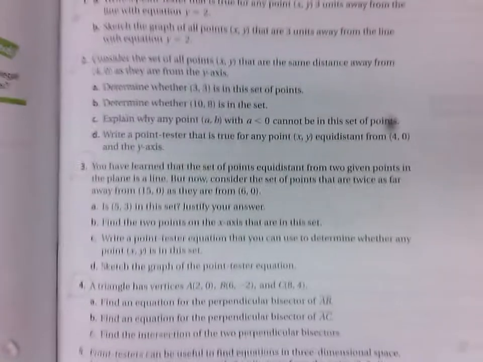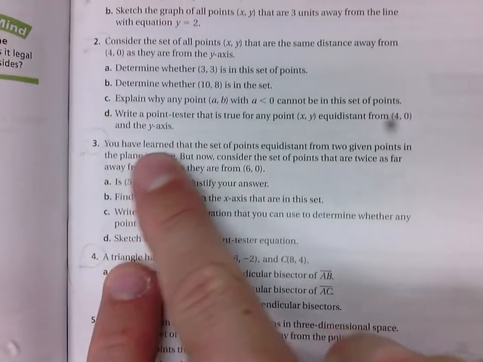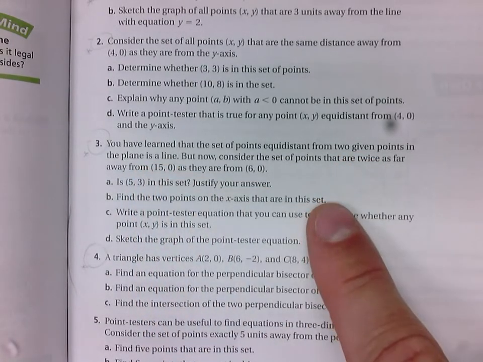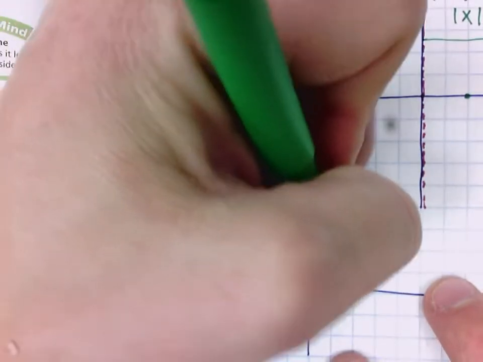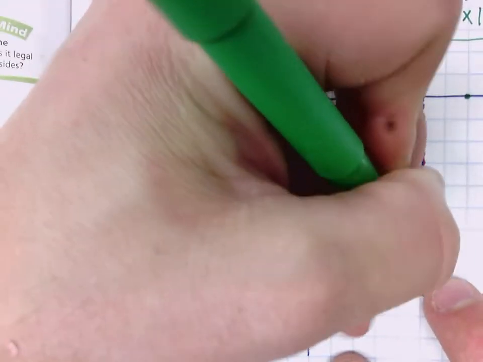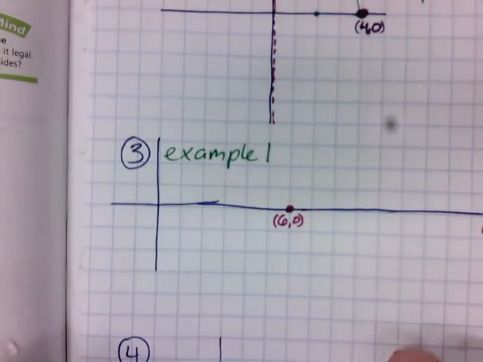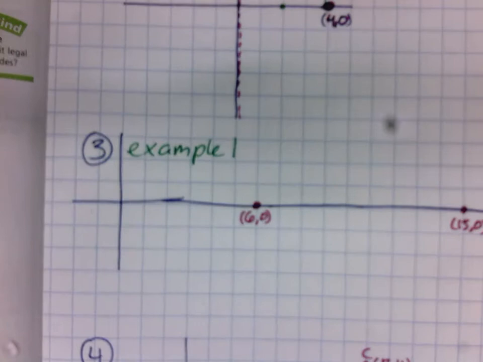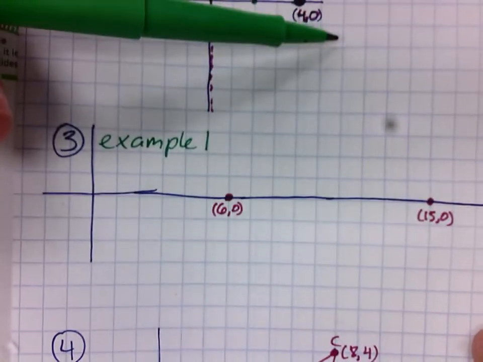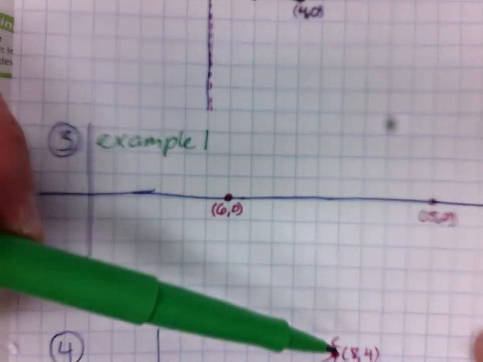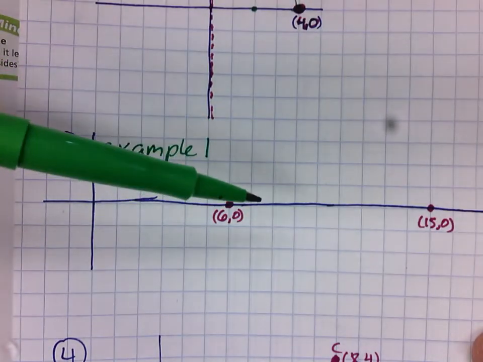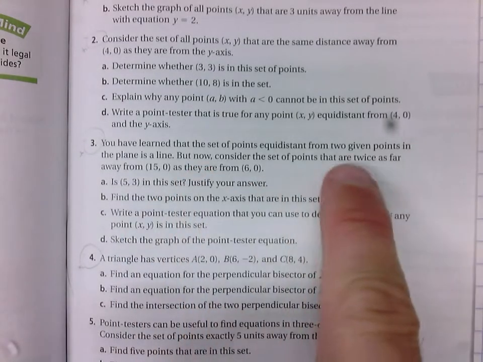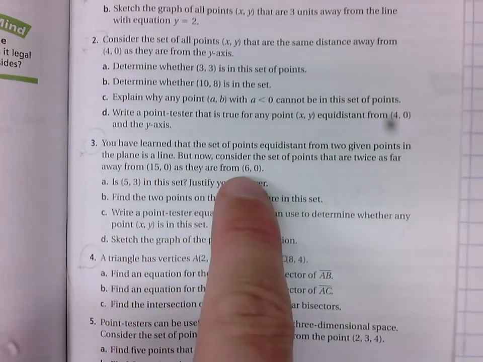Looking at number 3, we have learned that a set of points equidistant from 2 given points is a line. So that's like example 1 that we did, so I'll write that in here. This is just like example 1 in the book, number 3. But instead of being equidistant between the two given points, (6, 0) and (15, 0), which would be smack in between, we're looking for all the points that are twice as far away from (15, 0) as they are from (6, 0).